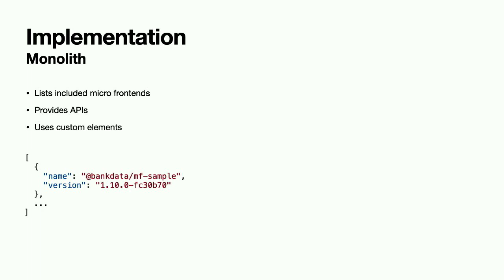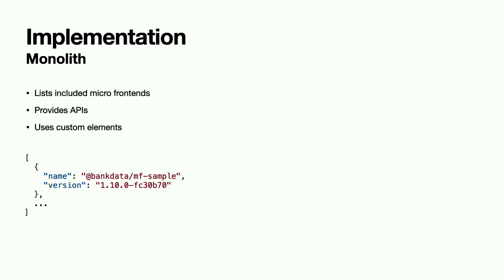So you specify the name of the Micro Frontend and the specific version you want. For each commit on the master branch of a Micro Frontend, we build a version of that Micro Frontend. So each commit on master we can load into the monolith. Another thing the monolith does is provide some APIs.